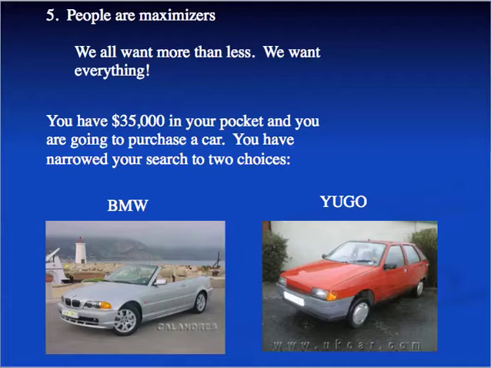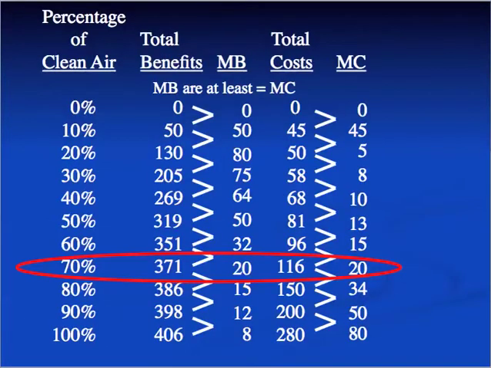Our last big concept is people are maximizers. If you've got money in your pocket and you choose the BMW, hey, you wanted the BMW, you maximized your utility. But if you chose the Yugo, you maximized the cash that you get to keep in your pocket. We also talked about maximizing as far as total benefits and total cost. Please remember the equation. The marginal benefit is at least greater than or equal to that marginal cost. Very, very important concept in economics.